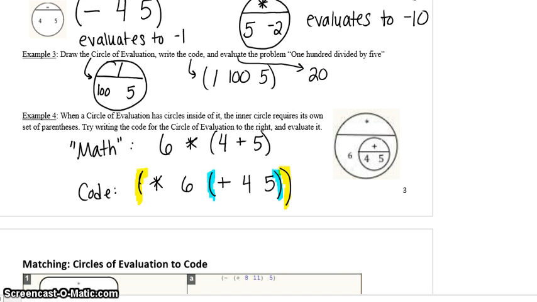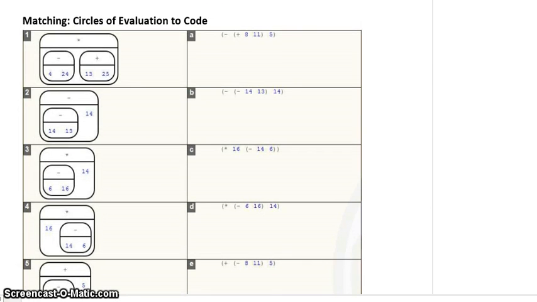All right, so at this point, you can flip to page 4, and you should be able to complete this matching exercise on your own. You're matching the circles of evaluation in the left-hand column with the code in the right-hand column. So pause the video now and take some time to do page 4 on your own.